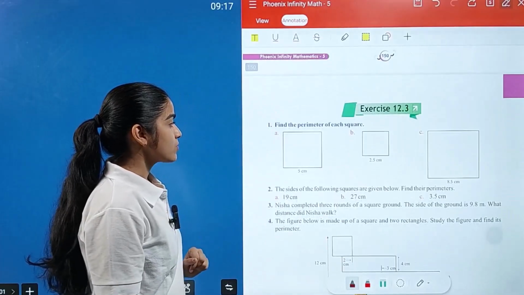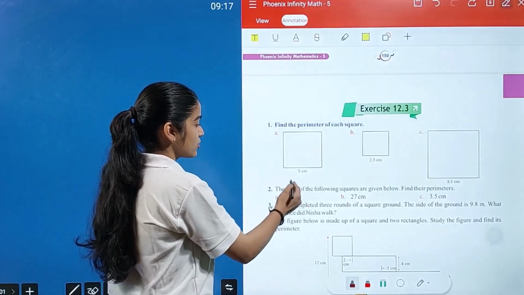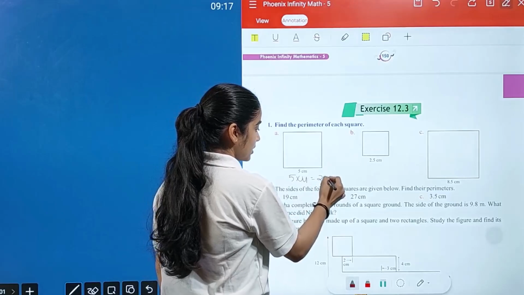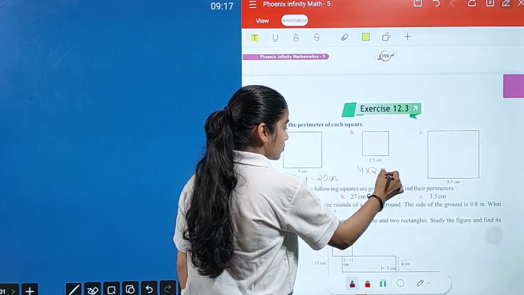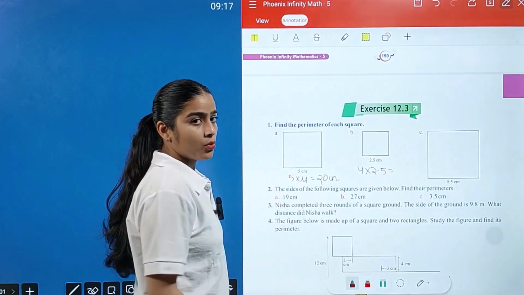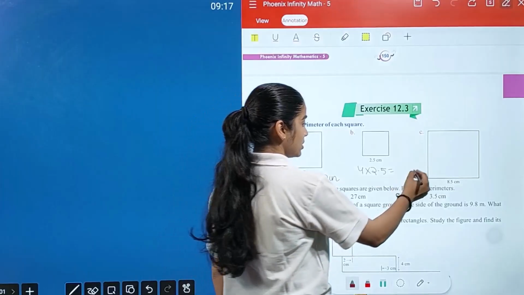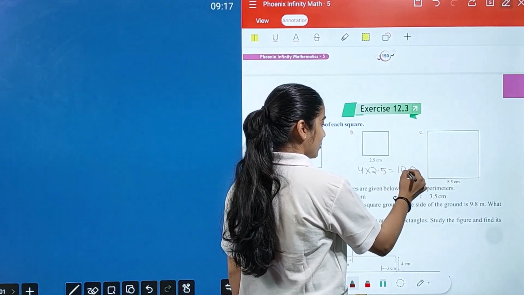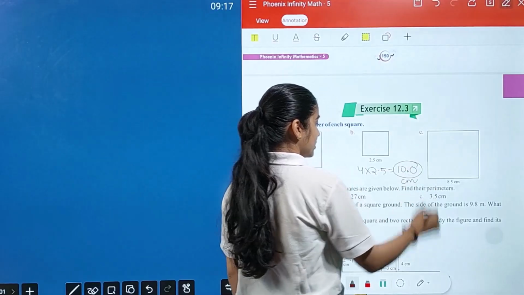Now exercise 12.3, we have to find the perimeter of each square. So 5 centimeters, so we just have to multiply 5 by 4. You will get your answer 20 centimeter. 4 multiplied by 2.5. I hope you know how you have to multiply in your decimals, right? 4 5s are 20, 4 2s are 8, 10, and you have to add a point here. So 10 centimeter is your answer.